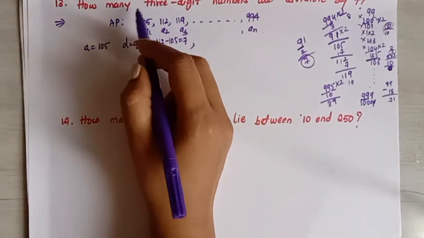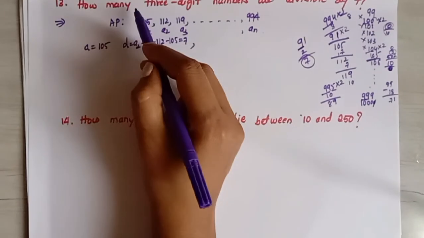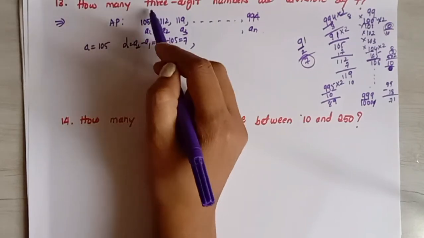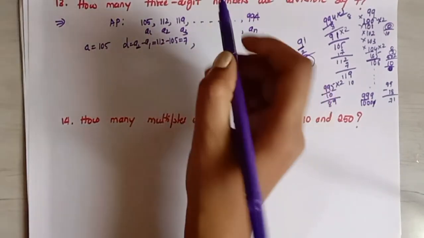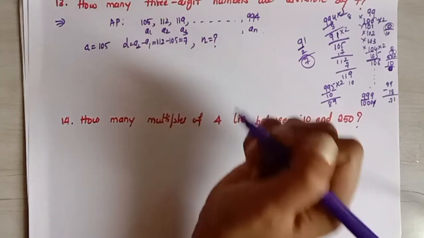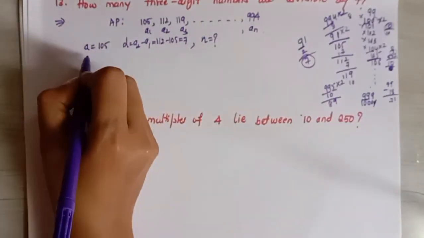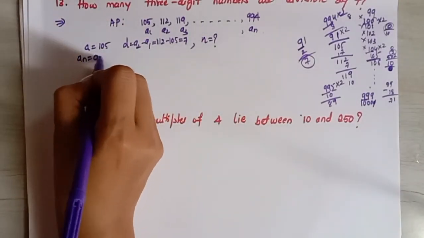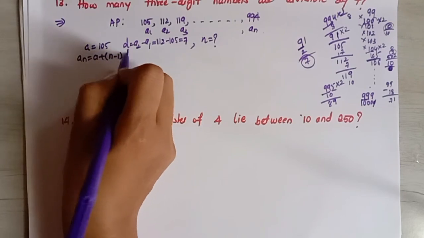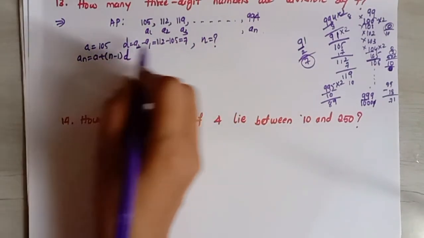We have to find n, because they have asked how many 3 digit numbers are divisible by 7. Therefore we have to find n only. So using this an equal to a plus n minus 1 into d, we can find n. So let us substitute all the values.